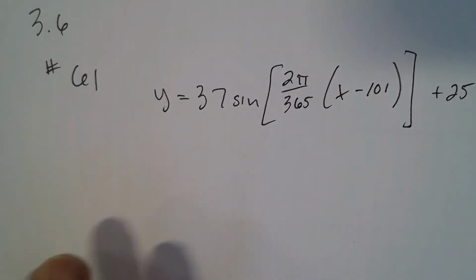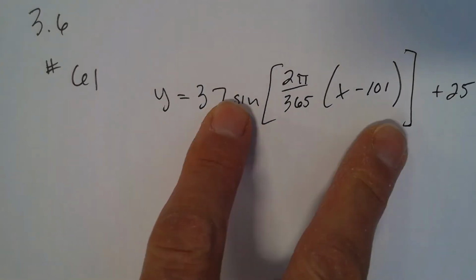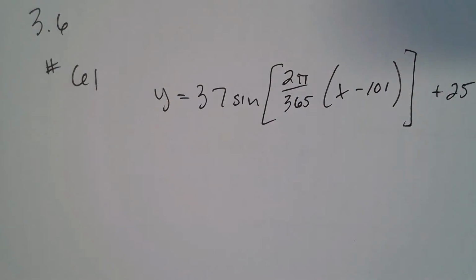3.6 number 61 says, there's a figure here that shows the average Fahrenheit temperature in Fairbanks, Alaska during a typical 365-day year. The equation that approximates the temperature on day x is this equation. On what day is the temperature increasing the fastest?